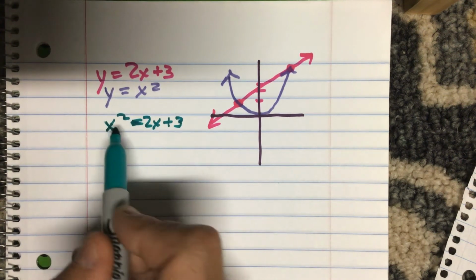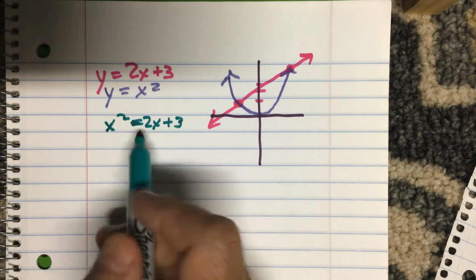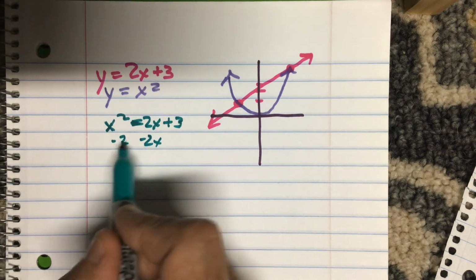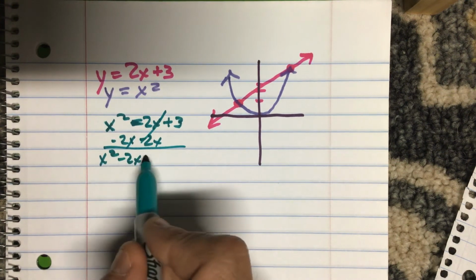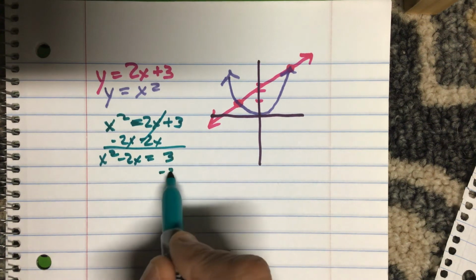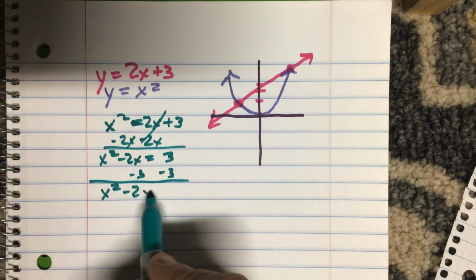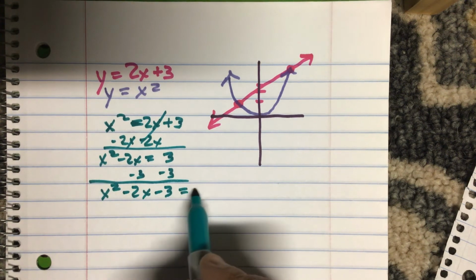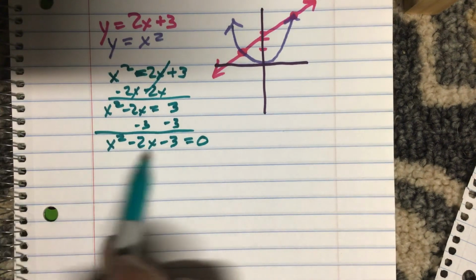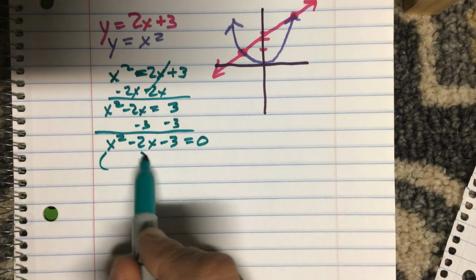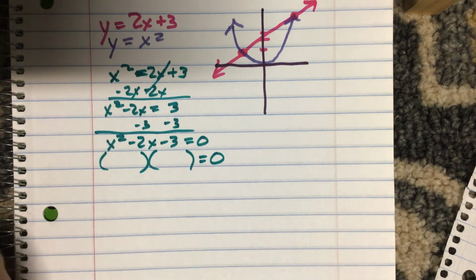So x squared equals 2x plus 3. I'm going to move everything to the other side, so minus 2x, x squared minus 2x equals 3, minus 3, x squared minus 2x minus 3 equals 0. Now I've got a quadratic function here. I can factor it. We'll have to review some factoring, because not everybody's going to be strong with that.